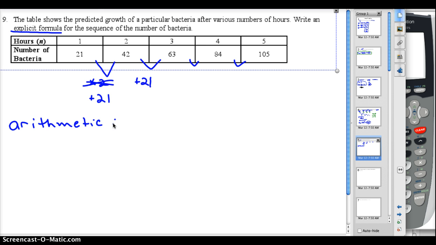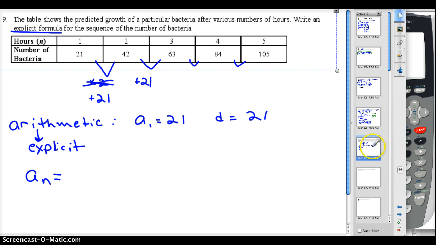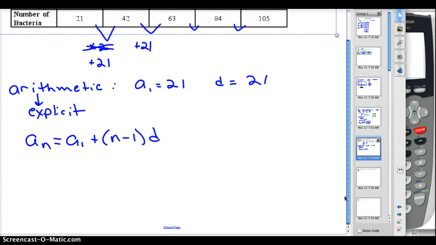And what we know here is that our first term is 21. Our common difference also happens to be 21. Just kind of a strange coincidence. They ask for the explicit formula. Well, under arithmetic, if we go to explicit on our blue sheets, we find the explicit formula a sub n equals a1 plus n minus 1 d. We don't have something to substitute in for n because we're looking for our general formula.